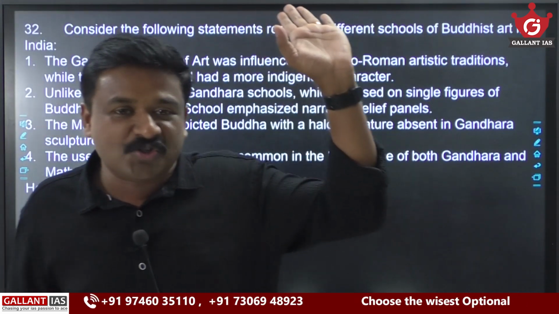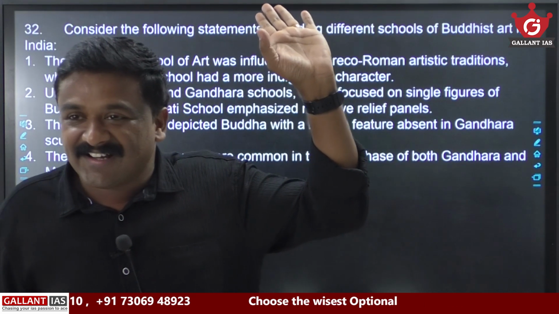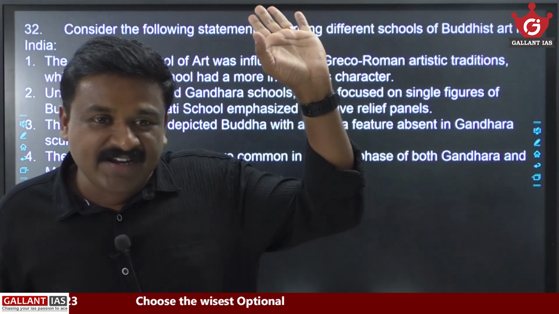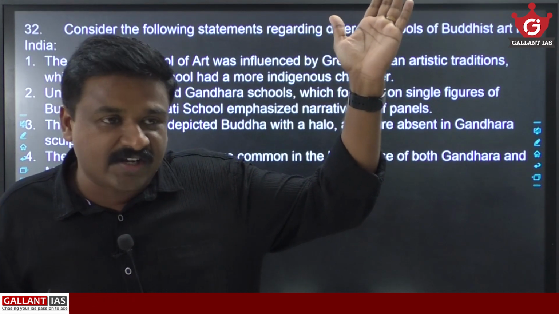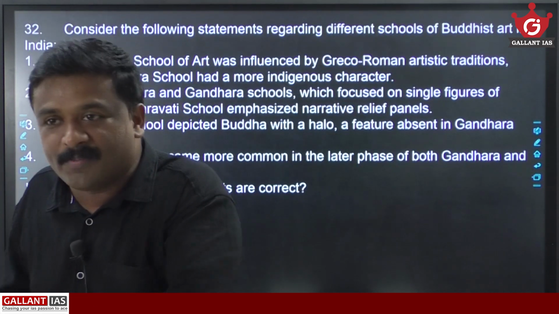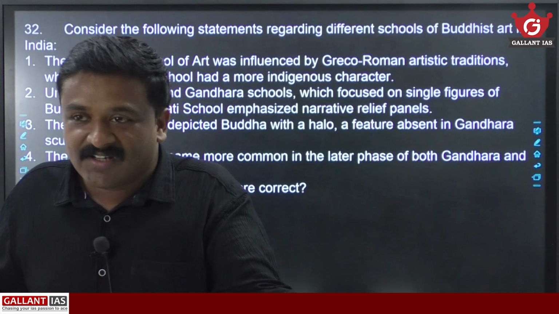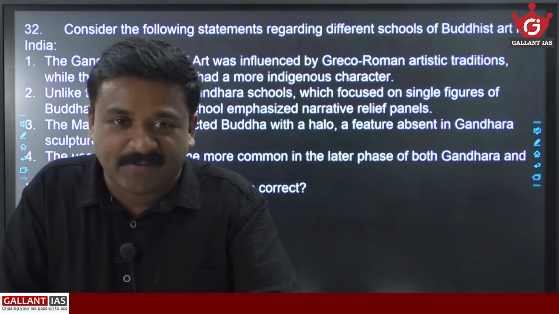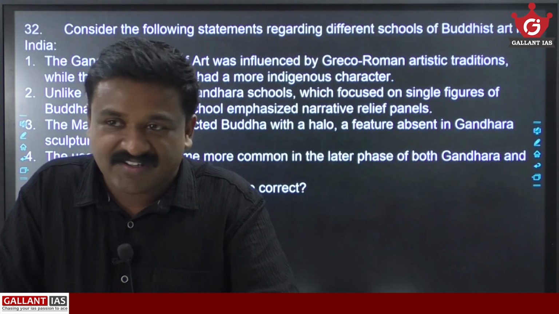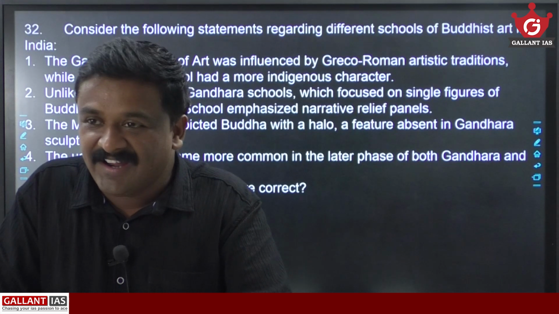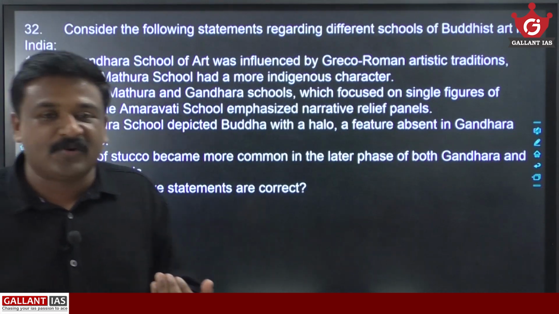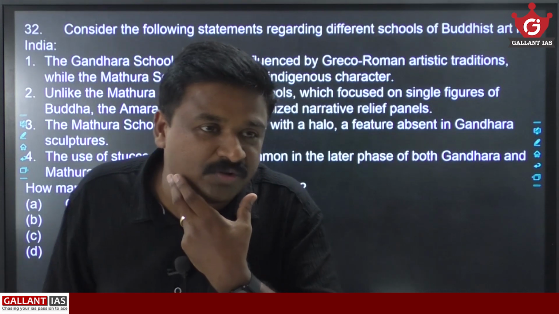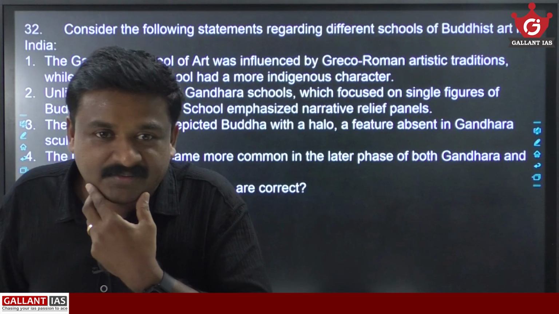Geographically, where is Gandhara? Northwest. So of course, all these Central Asian or Greek invasions pass through that side only. Obviously, there is foreign influence. Where is the place of Mathura? So we know that Gandhara is because of the foreign influences. The Gandhara Buddha is the curly-haired Buddha.